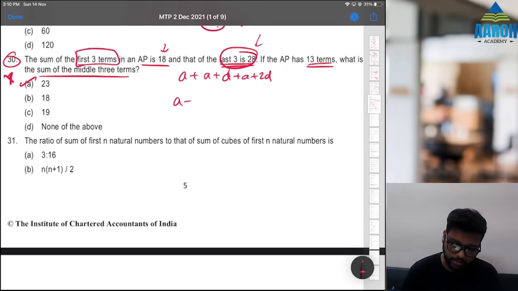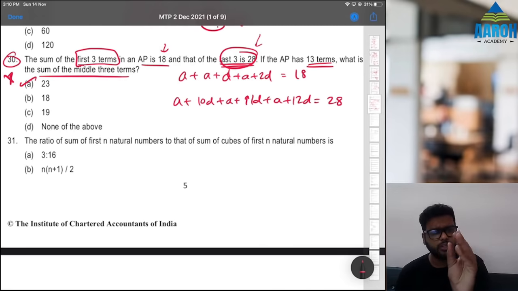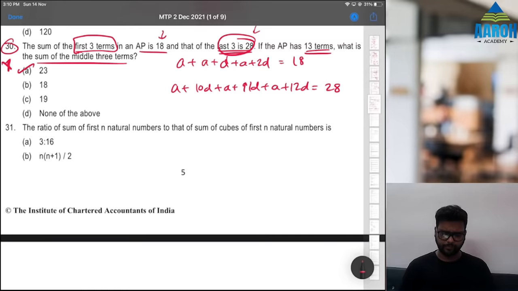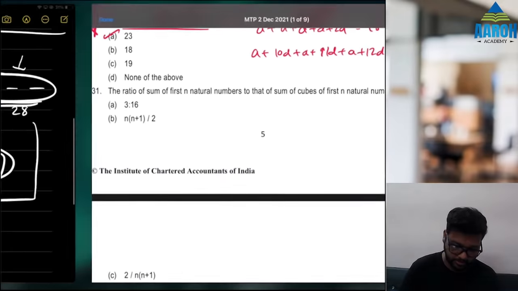Last three terms will be 11, 12, 13. So A plus 10D plus A plus 11D plus A plus 12D. This is given as 18, this is given as 28. Solve the equations, find A and D, and then find the sum of middle terms. That is okay. But if you have understood this logically, then very good. If you have understood the chapter of AP logically, then you should be able to get this.